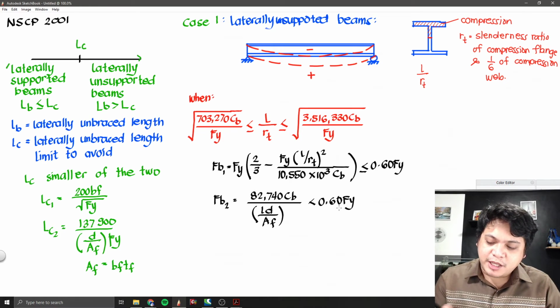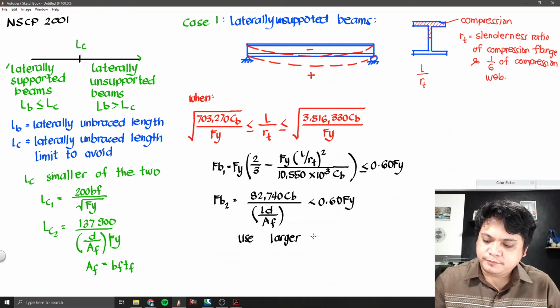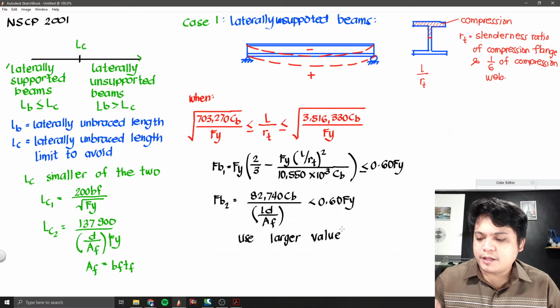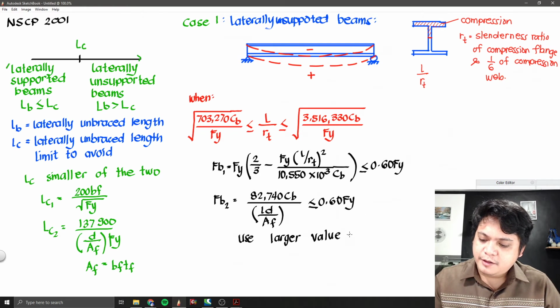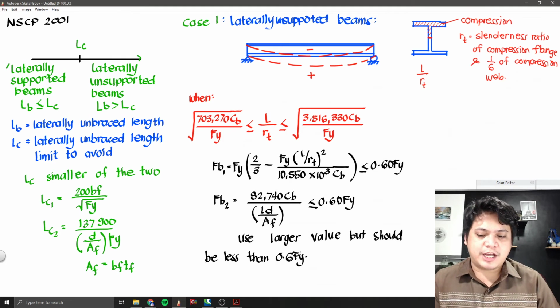So you can use whichever is larger for FB, whatever the value of L over RT. You may use the larger value, but of course it should not exceed 0.6 of Fy. That is the only condition.